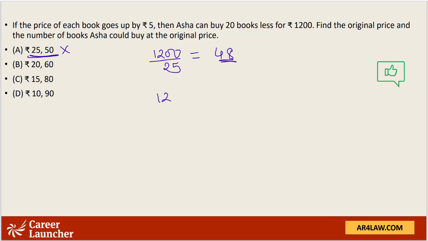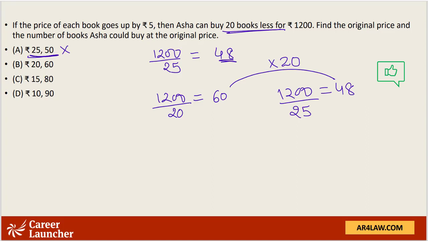Exploring the second option, 1200 divided by 20, the number of books should be 60, and when I increase the price by 5 rupees, the new price of a book should be 25. The number of books comes out to be 48. We wanted a gap of 20 books between the new books and the old books, which is not there, so this is not our answer.